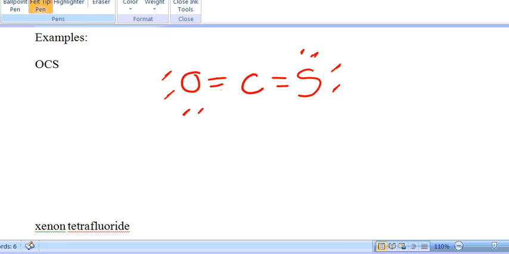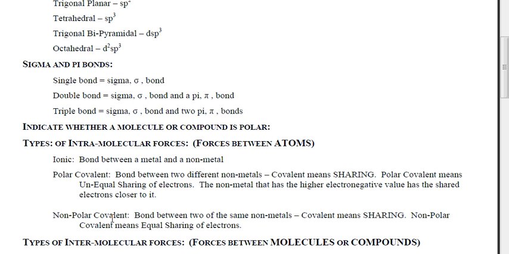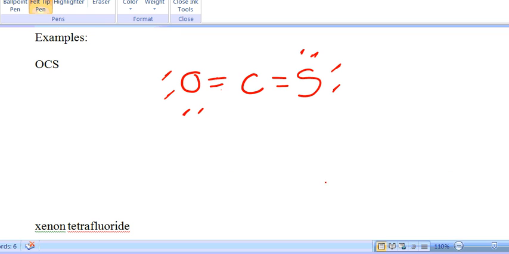All right. Next question. It wants to know, indicate whether the compound is polar or not. Based on the previous video, I stated that if the external atoms are the same and there's no lone pairs on the central atom, it's a nonpolar compound. We do not have the same external atoms on this compound. Since we have different external atoms and we only have one central atom, this is a polar compound.